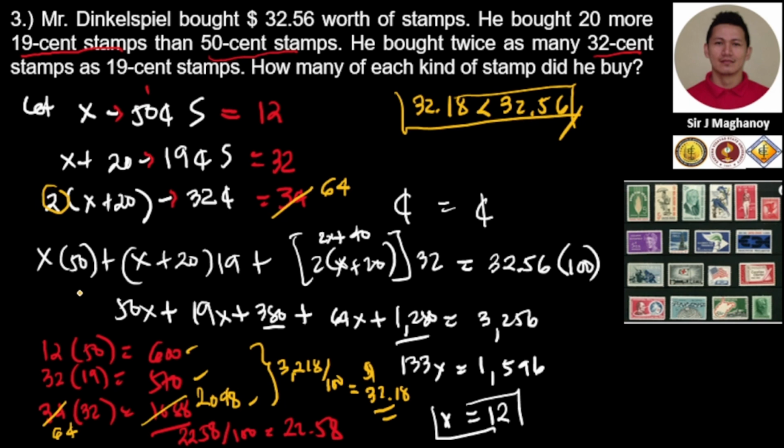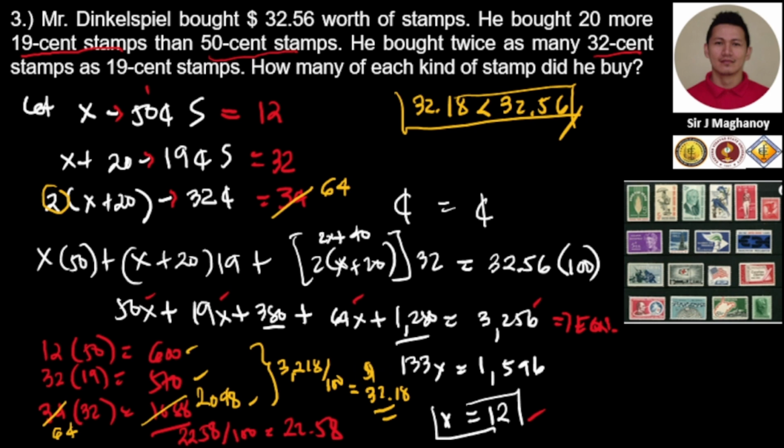Is there any way that we can check if our equation is balanced? Okay, if it is correct, so let's check again. This is our equation, right? So that is 32.56 times 100. So if our x is 12, let's check. We substitute 12 here.